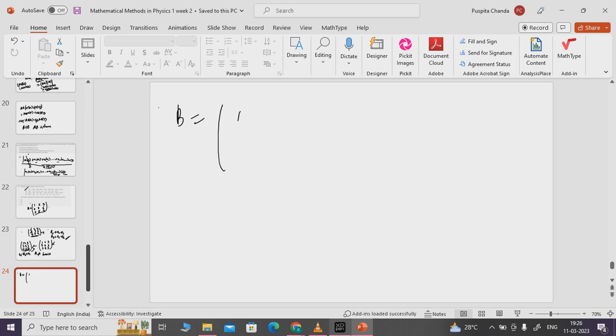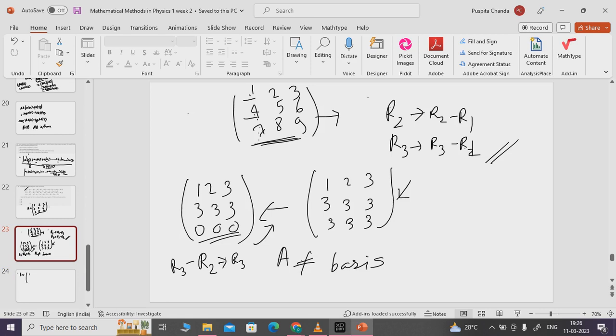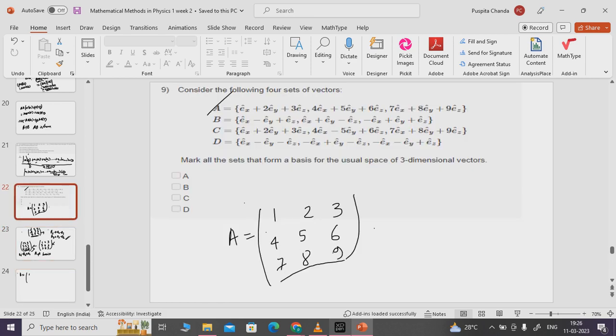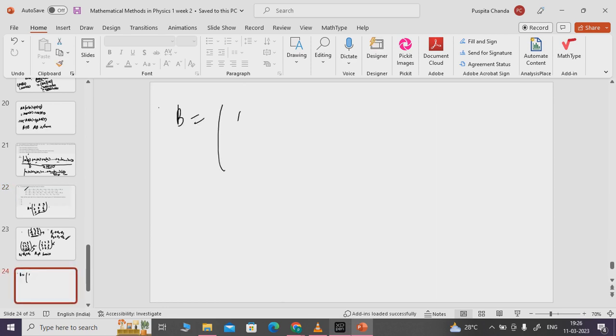So you can check if these vectors are dependent or independent by directly calculating the determinant. If you calculate the determinant of 1 2 3, 4 5 6, 7 8 9, it will be a lengthy calculation, not difficult, but it will give a determinant of 0. You don't need all those things like R2 minus R1, R3 minus R2 and all that. Directly determining the determinant is enough.